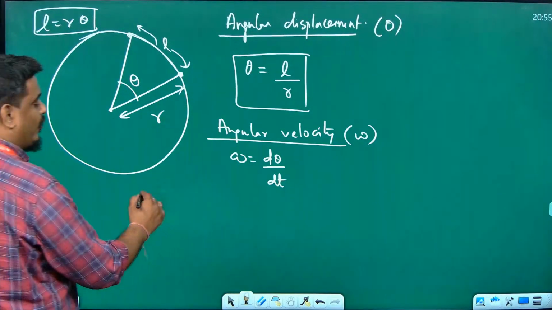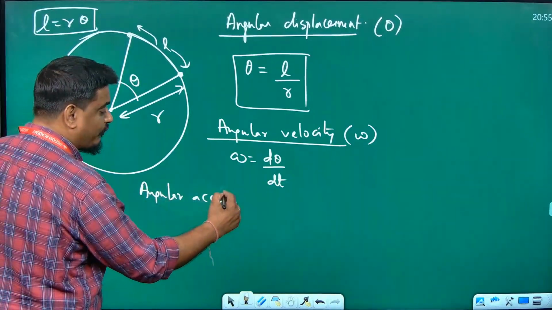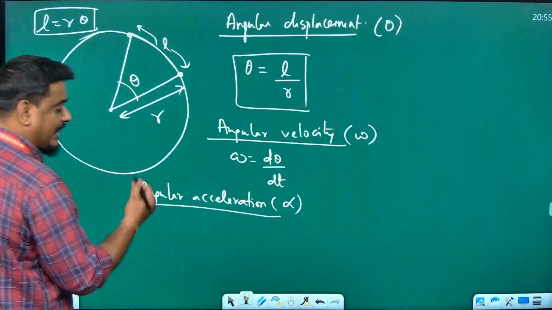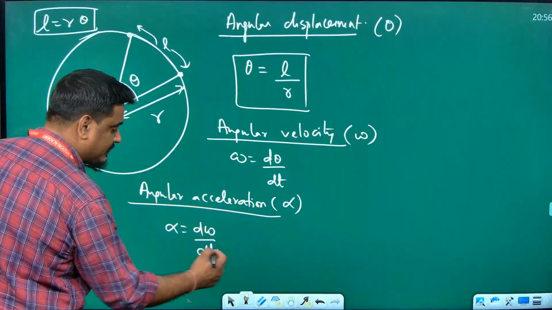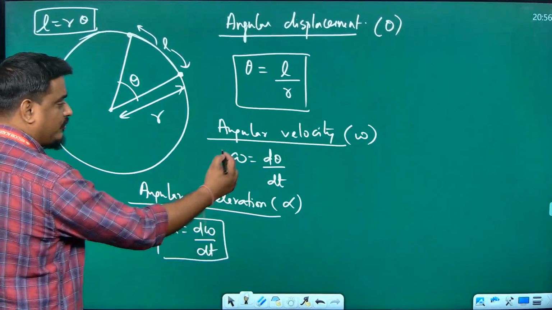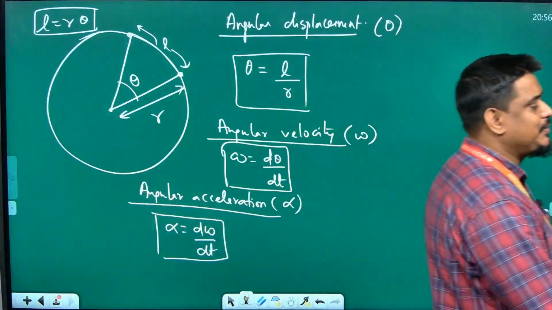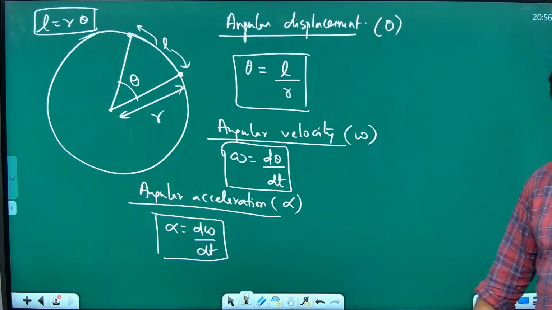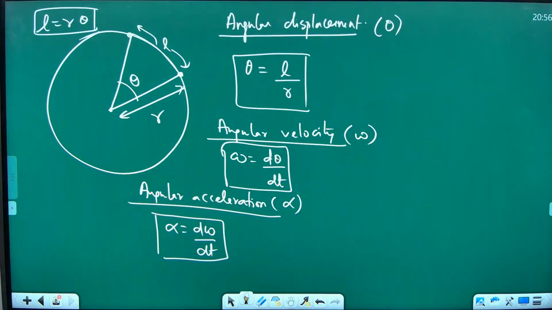Same way, what is angular acceleration? Rate of change of angular velocity is given by alpha, which is angular acceleration. So alpha will become equal to d omega by dt. Alpha, omega and theta: angular displacement is arc length by radius, angular velocity is the rate of change of angular displacement, and angular acceleration is the rate of change of angular velocity.